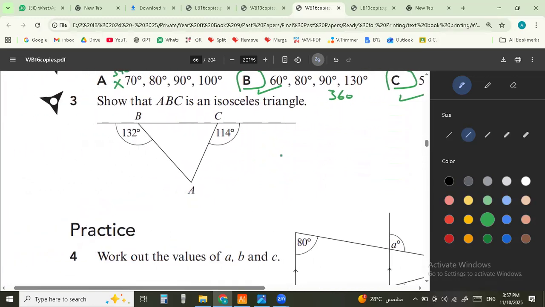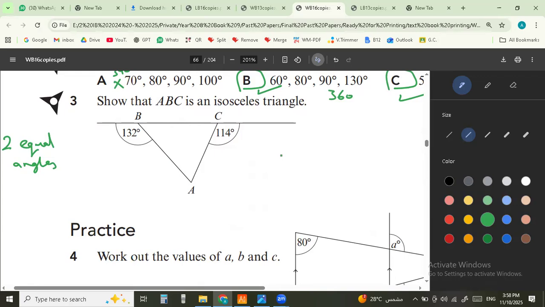In this question here, which is question 3, they are telling you to show that ABC is an isosceles triangle. What is an isosceles triangle? We learned before that it has two equal sides and two equal angles. Okay, let's find the angles of the triangle and see if they will be equal or not.